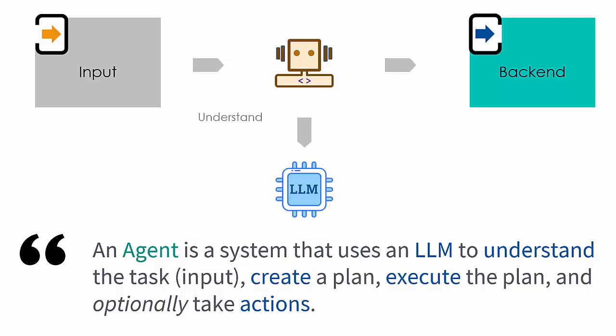An agent is a system that uses an LLM to understand the task. It creates a plan, it executes the plan, it uses the information received from the backend for generating the output, and optionally, it can take actions. Examples of actions: an agent can send an email. A highly sophisticated agent can even purchase stocks on behalf of the user. More on this later.